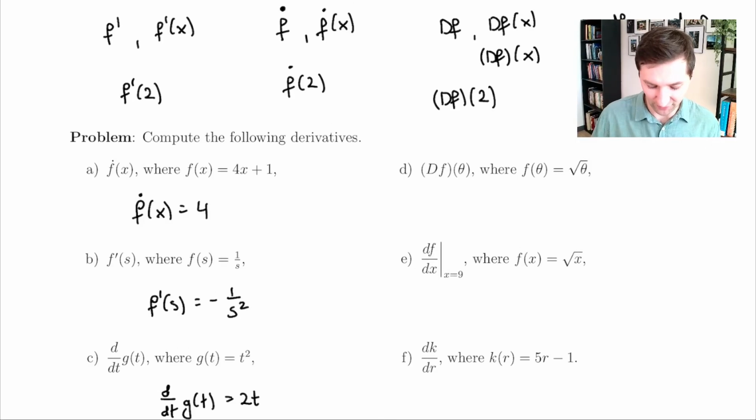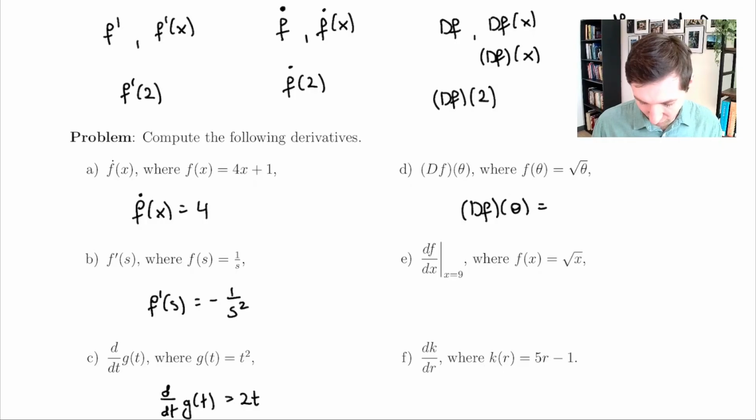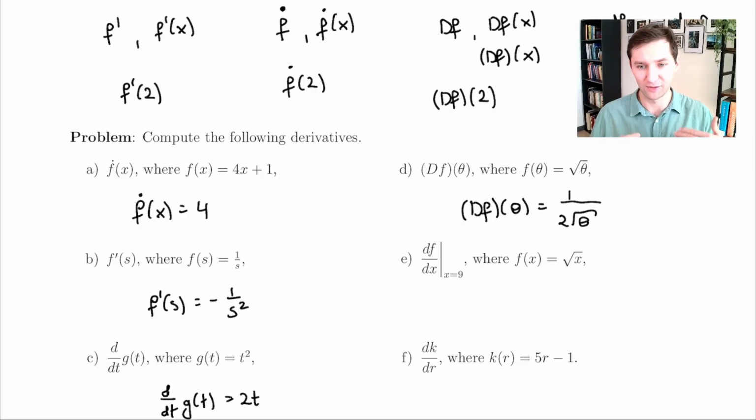Then Euler's notation. I have the derivative of f at the variable theta, where f of theta is given by square root of theta. This means that the derivative at theta is 1 over 2 square root of theta, using the formula from the first exercise today.